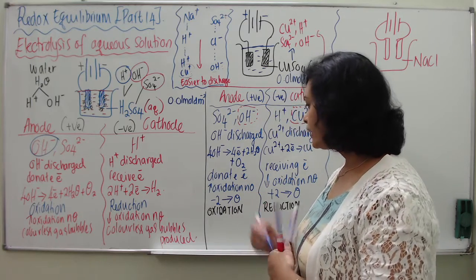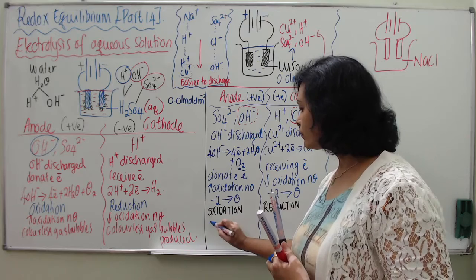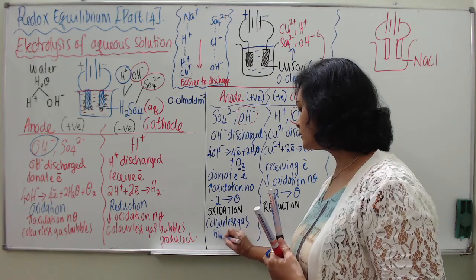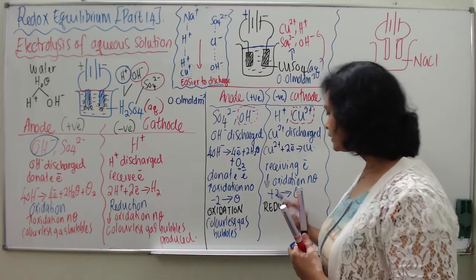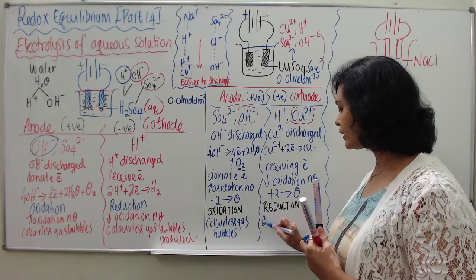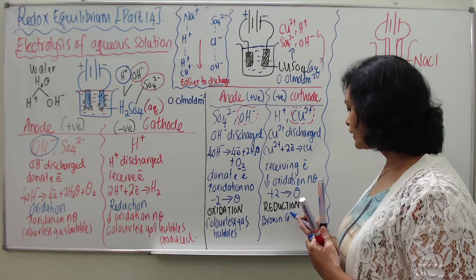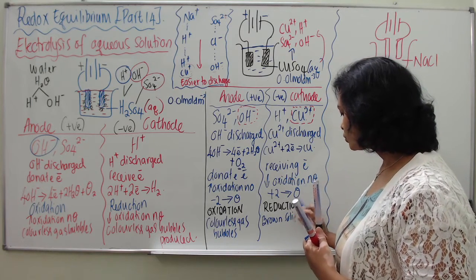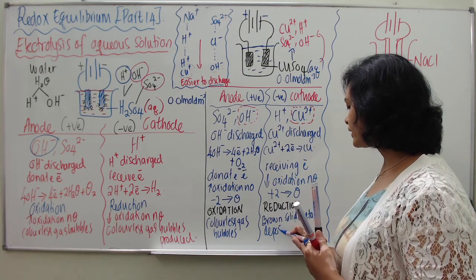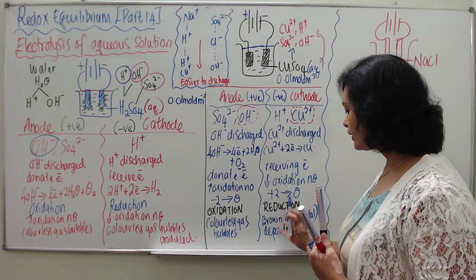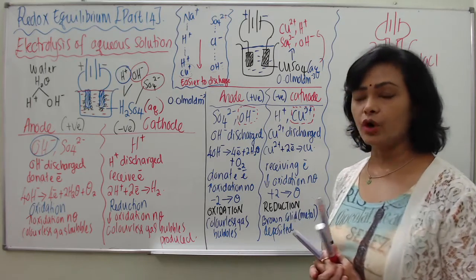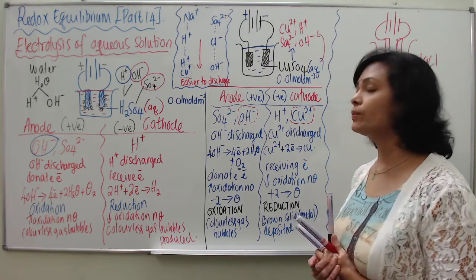Okay, so we can say here, thanks to oxygen gas, we will have colorless gas bubbles. Here, copper ion changing into copper metal, so we can say brown solid or metal deposited. So this is electrolysis of aqueous solution using copper 2 sulfate.